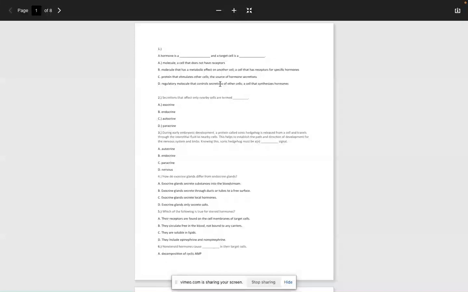Now we're getting into the different types of hormones, right? Which of the following is true for steroid hormones? The receptors are found on the cell membranes of target cells. Is that true? They circulate free in the blood, not bound to any carriers. They are soluble in lipids, or they include epinephrine and norepinephrine. Yeah, they're soluble in lipids. So, because they're soluble in lipids, what can they directly do? Yes, they bind and they cause an increase in gene expression.